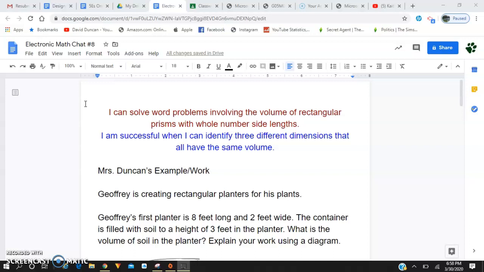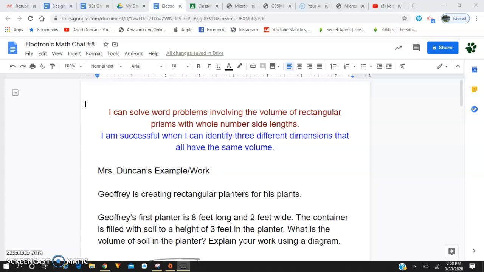Circle all the numbers and underline what it's asking you to do. Now, in this case, we can't really circle and underline because we're working on a computer. So I'm going to identify the different numbers and the directions with different colors of font to help it stick out in our brains a little better.